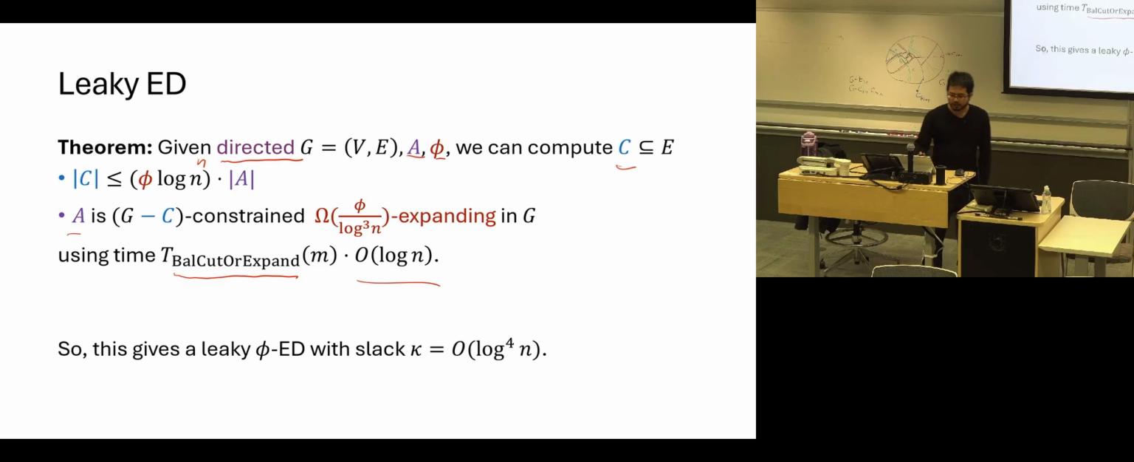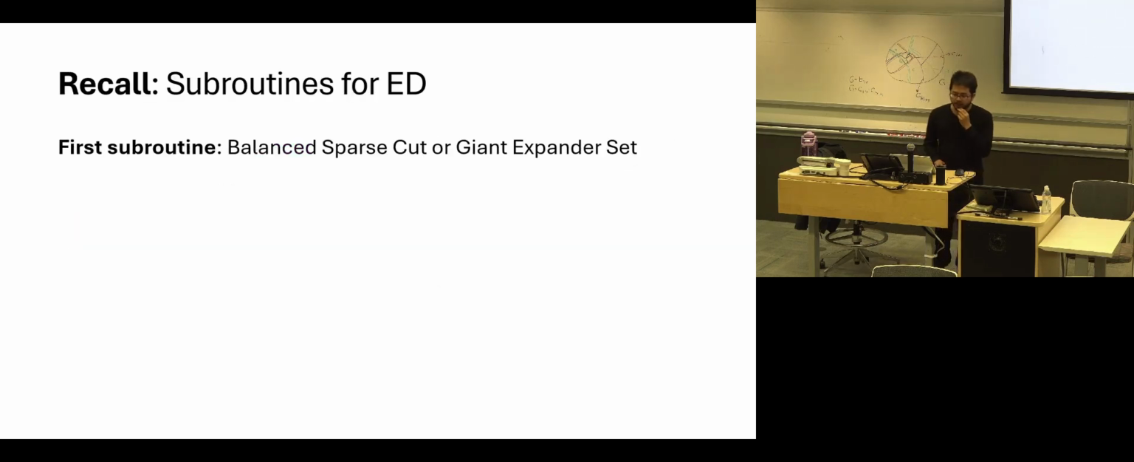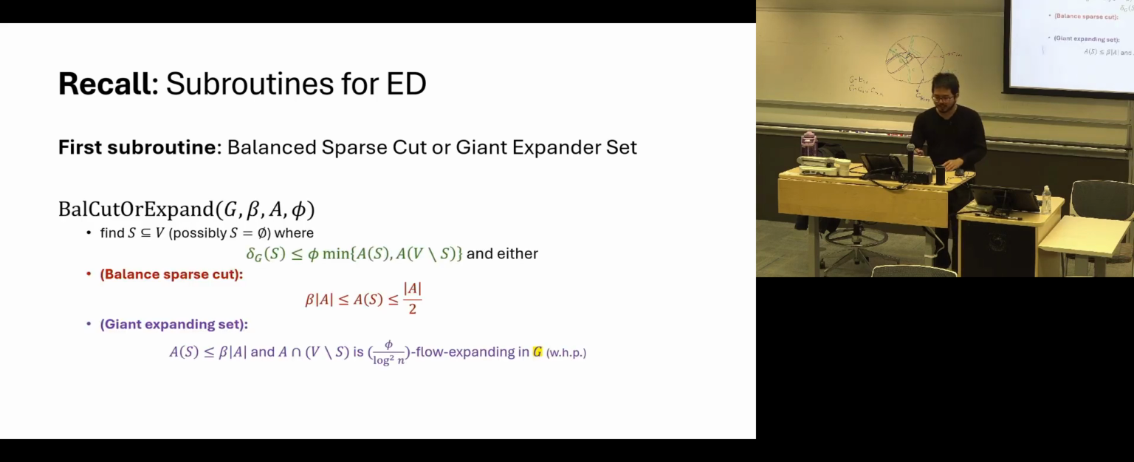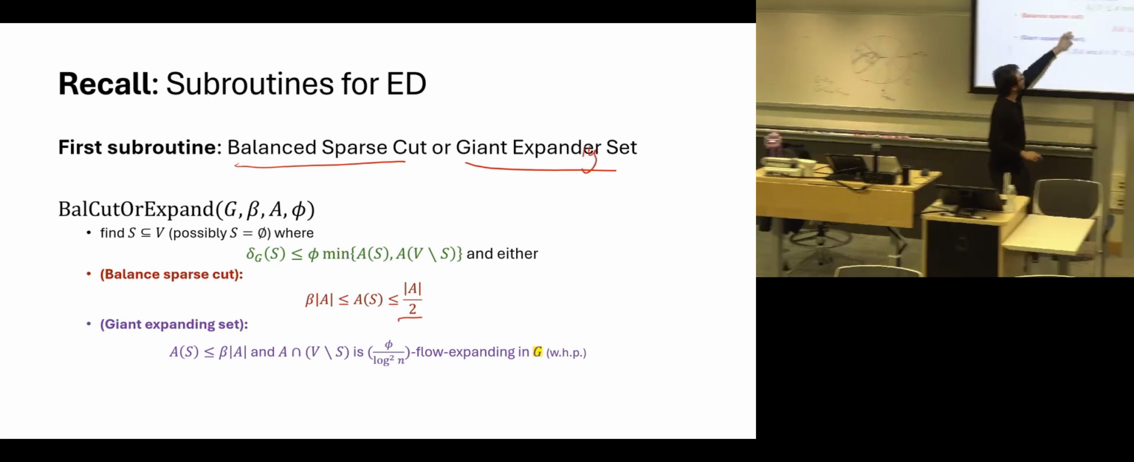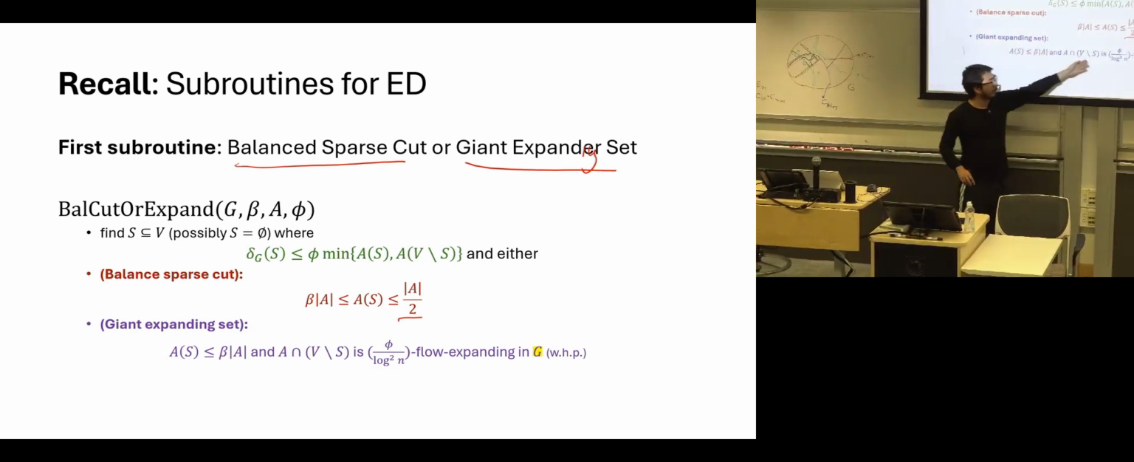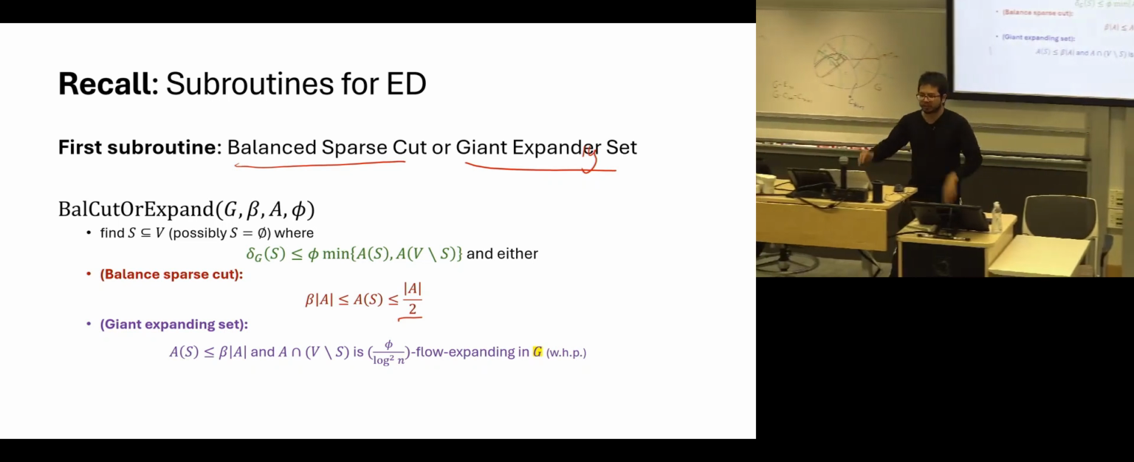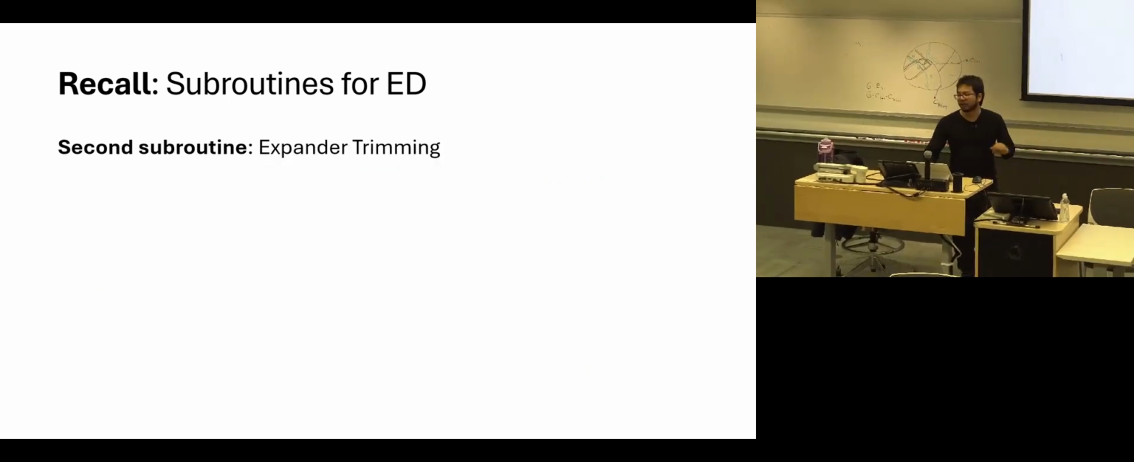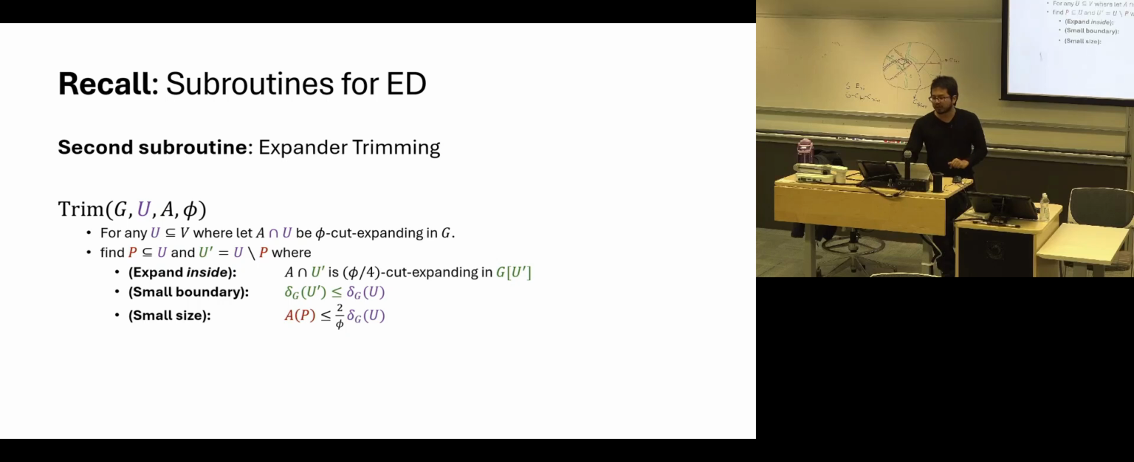Okay, let's see this algorithm. So before doing that, let me recall quickly the algorithm for expander decomposition, where we use 2 subroutines, right? One is this balanced sparse cut or giant expanding set, which finds some sparse cut that is either balanced, or it's not balanced but the complement is expanding. We have seen this. Another one is expander trimming. I will not go over this.